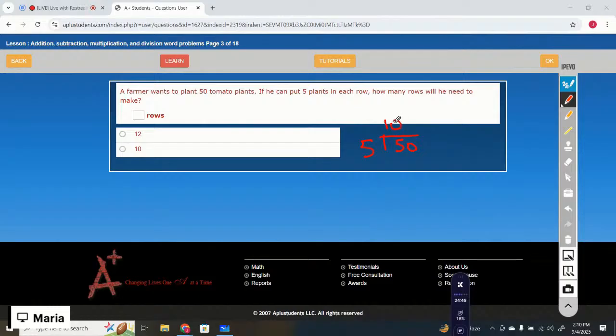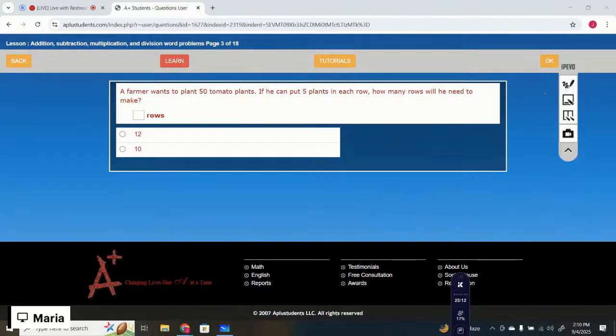So 5 times 10 is 50. The correct option is 10. Option number 2 is the correct option.